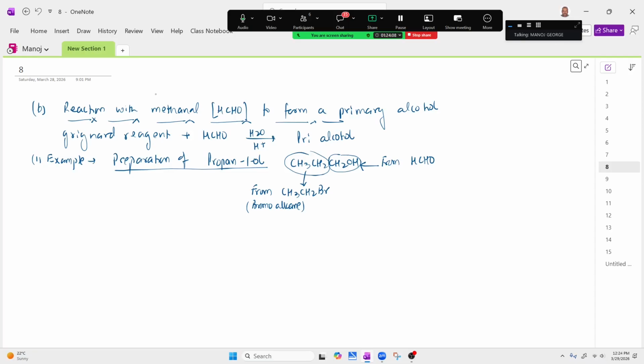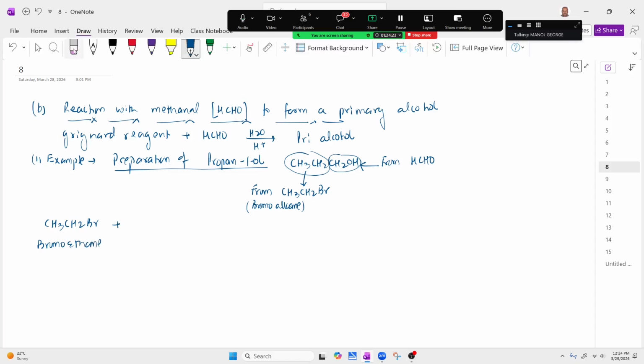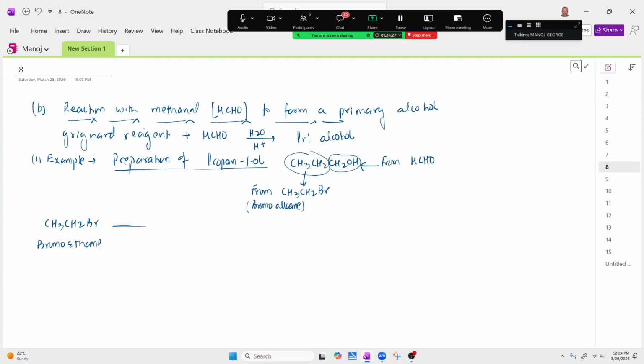Okay, is everyone still following what's happening? So this is how I come to know, okay, I need bromoethane. I'm going to react bromoethane with magnesium in dry ether. And once I do that, I will get my reagent.